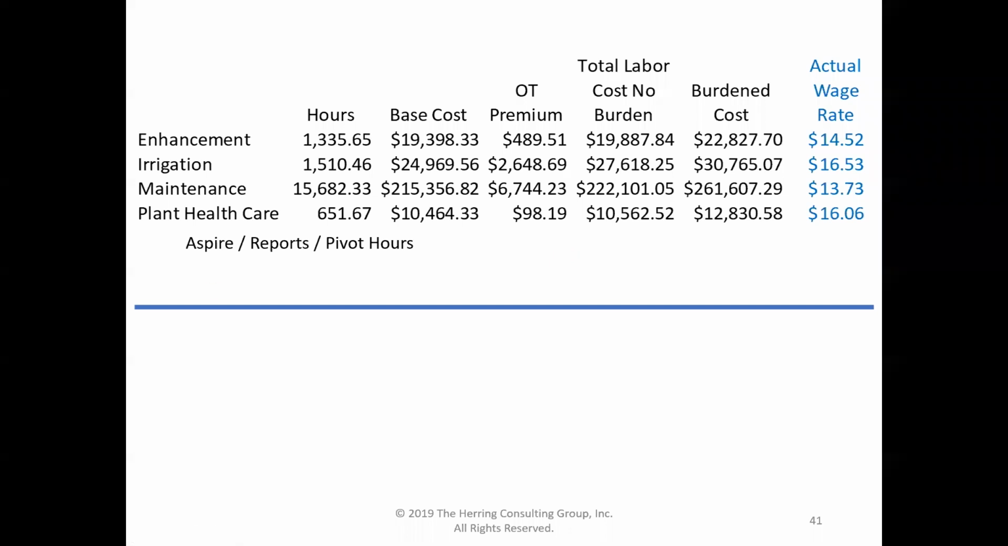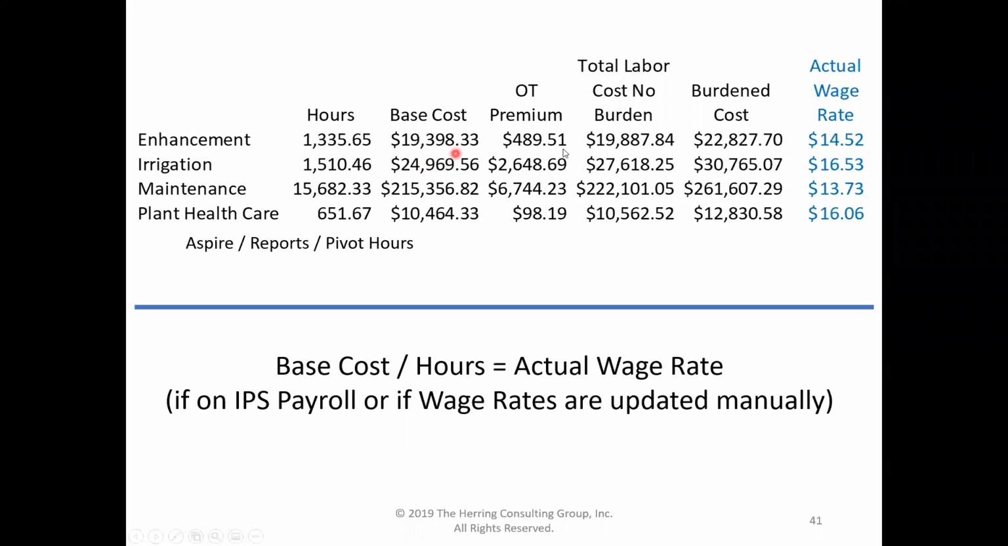So in this case, we take base cost and we divide base cost by hours, and we get the actual wage rate. You don't need overtime premium, and you don't want the burden stuff. You're just trying to get the actual wage rate right now. You take your base cost, divide by hours to get your actual wage rate, right? That's what was actually paid to your employees for their work. So that's how you get it in Aspire.